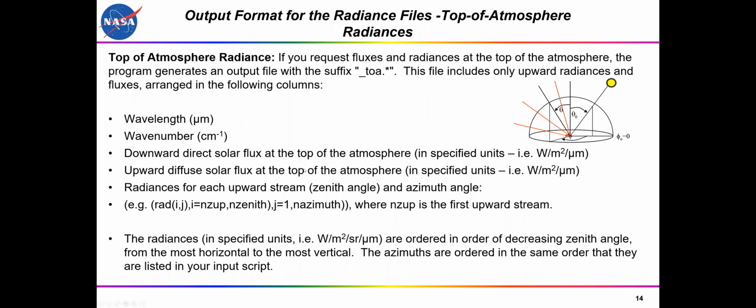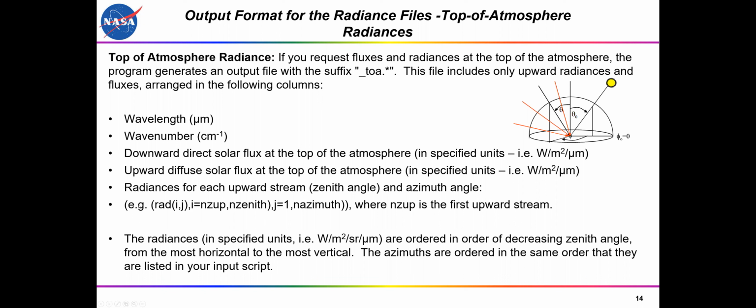Let's see. If you request the top of the atmosphere radiances only, you only get upward streams. So at the top of the atmosphere, there's no downward flux except for the solar flux. It'll give you that, the downward solar flux. But you'll see the upward diffuse flux at the top of the atmosphere, and that's integrated over the entire hemisphere for whatever solar zenith angle. And then it'll give you radiances at specified streams.